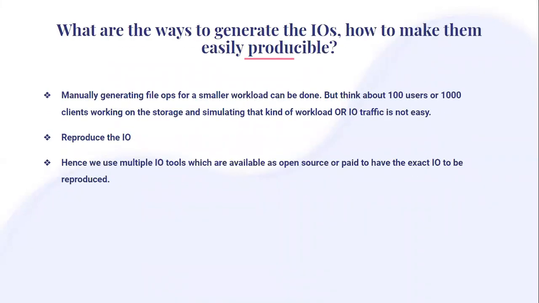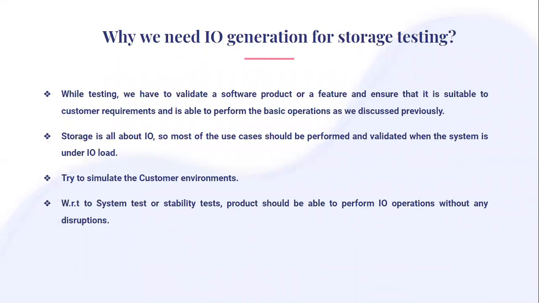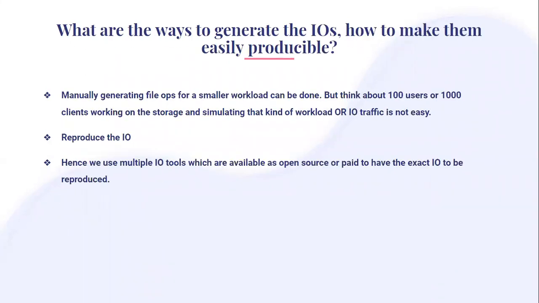Okay, we were here. The next topic is: what are the ways to generate the IO and how we can make it reproducible. Before starting the discussion, I'll give an example of why this is important. Say I was testing some product and doing some kind of file operation. I was writing files with a block size of, say, 4, creating 10 of the files, and meanwhile another client was reading a particular file.